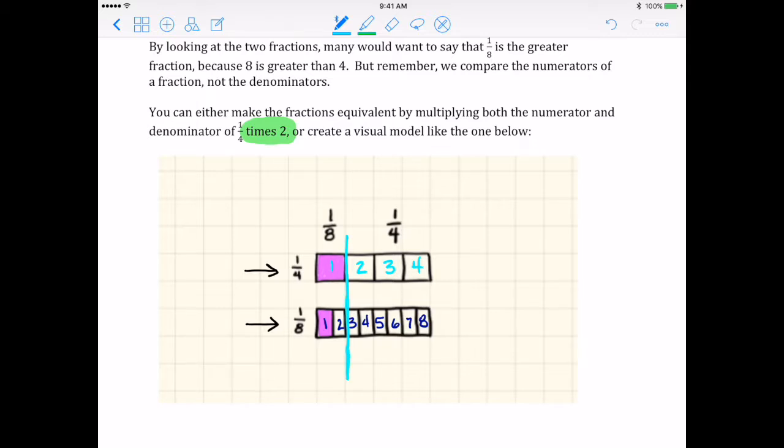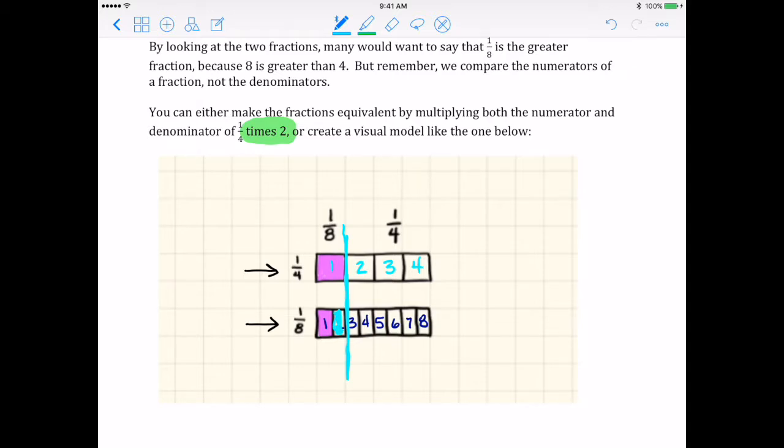Now, as you can see visually, my 1/4 is bigger. I have more area colored in my 1/4 than my 1/8. It would take 2/8 to be colored in, so I'd have to color in the second one here. I'm going to color it in.